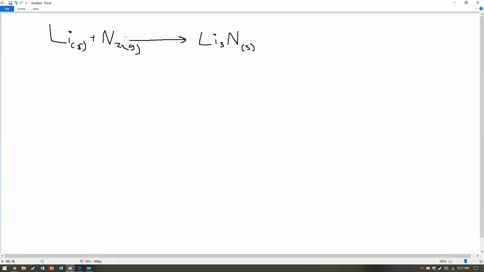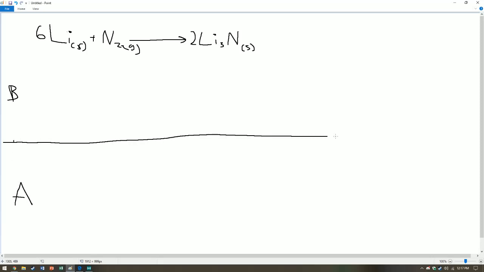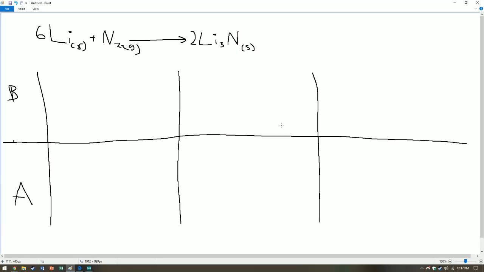So let's balance it. 2, 3 here, there's one here, so that would be a 2, and then there would be 6, because 2 times 3 is 6. Making sure everything balances out, 6 and 2, yep. So this is our balanced equation. Now let's draw our little chart here. Because I want some space to work, we'll do before, after, and change.